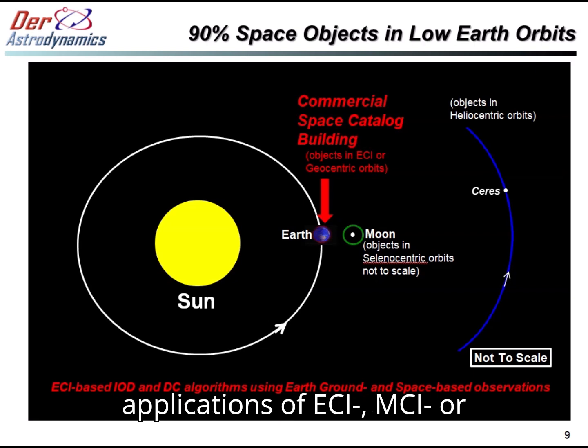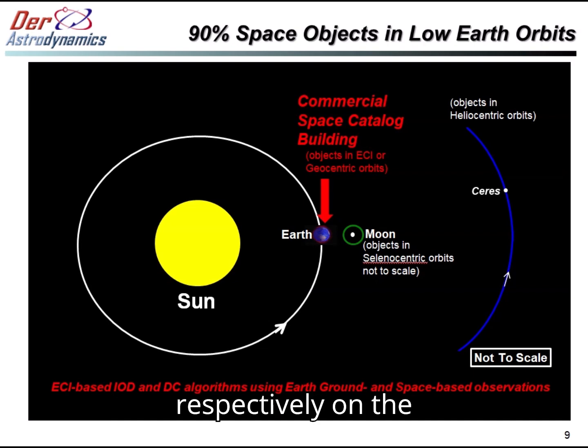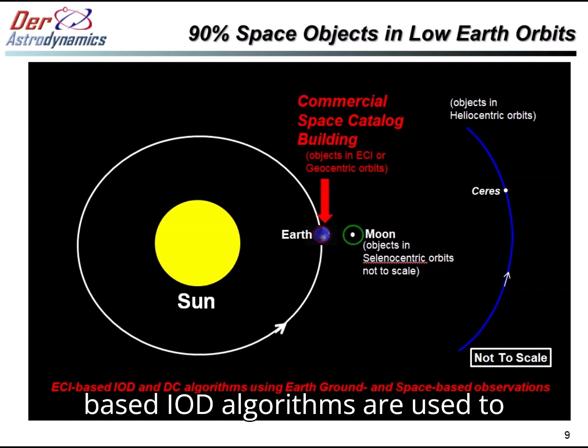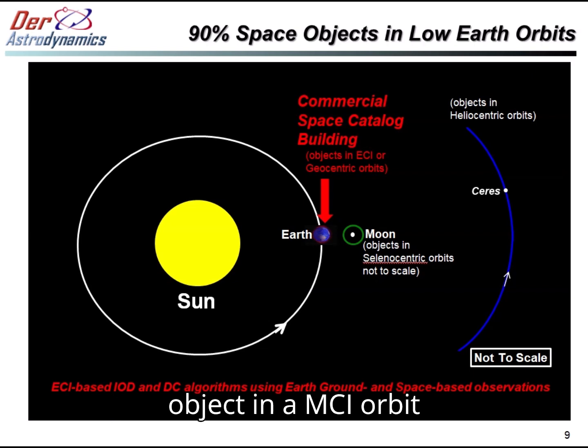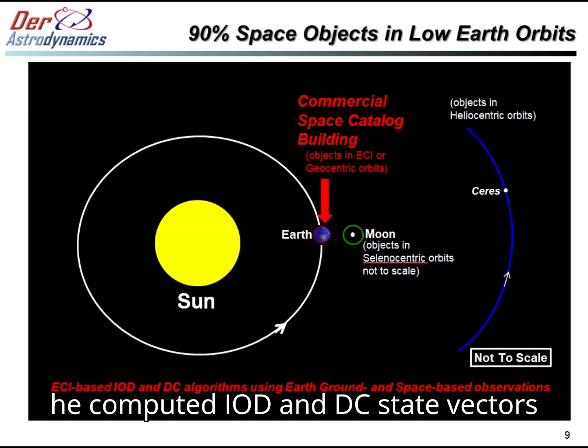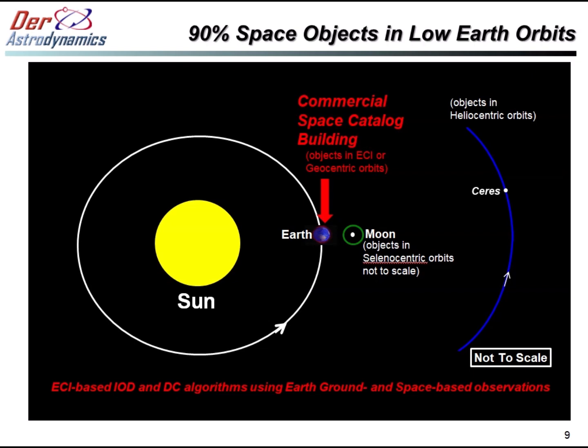The applications of ECI, MCI, or SCI-based IOD and DC algorithms depend respectively on the objects in geocentric, selenocentric, or heliocentric orbits. For example, if ECI-based IOD algorithms are used to process observations from an object in a MCI orbit or SCI orbit, then the computed IOD and DC state vectors will be erroneous or unreasonable.